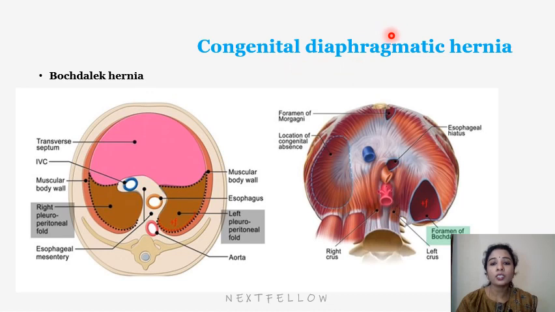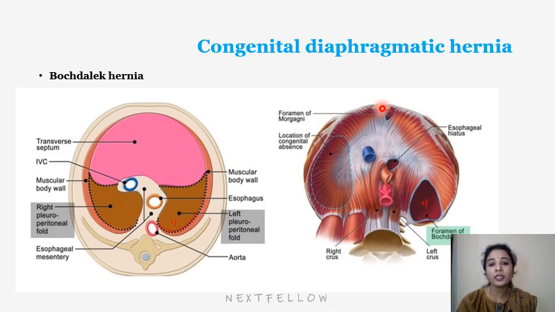It is also known as posterolateral diaphragmatic hernia. So this is the anterior side, this is the posterior side. The pleuroperitoneal folds are not formed properly, resulting in Bochdalek hernia, which is a posterolateral hernia, characterized by a hole in the posterolateral corner of the diaphragm, which allows the passage of abdominal viscera into the chest cavity. The majority of Bochdalek hernias occur on the left side of the diaphragm. So the common site is the left side of the diaphragm.